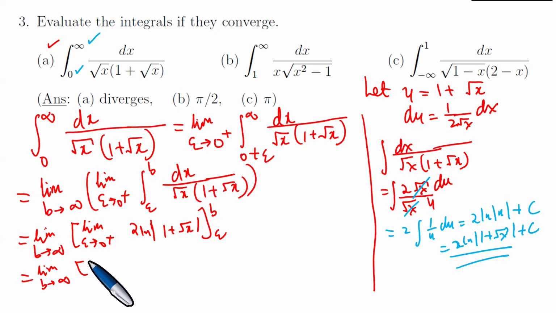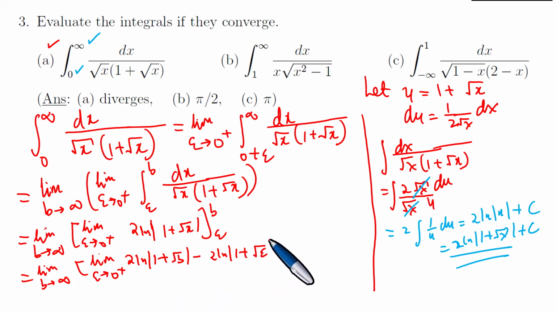Okay, let us check this one. So now, at this point, if you substitute everything here, it's the limit as epsilon approaches zero from the right of 2 the ln of 1 plus the square root of b, minus 2 the ln of 1 plus the square root of epsilon. And then you take the limit as this approaches.